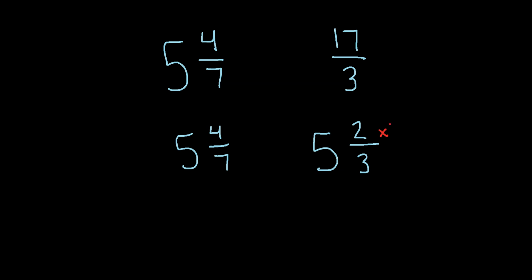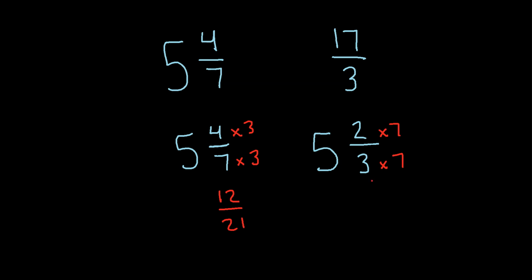The way that we do that is we take this first denominator of 7 and multiply both the numerator and denominator of the other fraction by that number. And then we take the second denominator, this 3 right here, and we multiply both the numerator and denominator of this fraction by that number. So let's see what we get. 4 times 3, that's 12. 7 times 3, that's 21. So 4/7 is the same as 12/21.